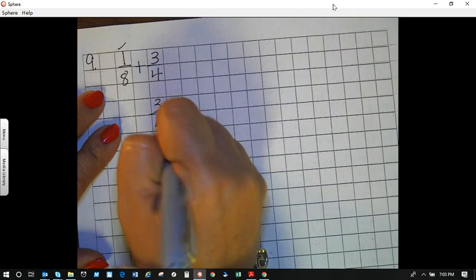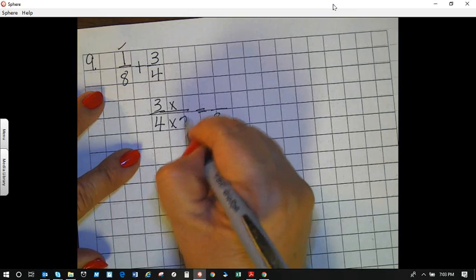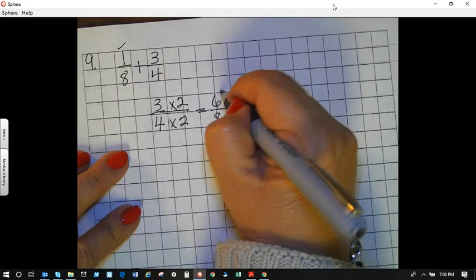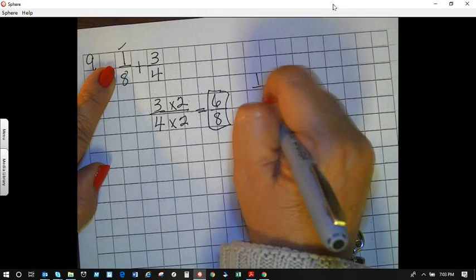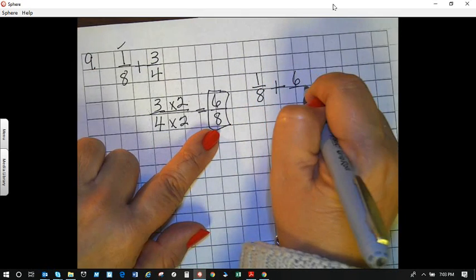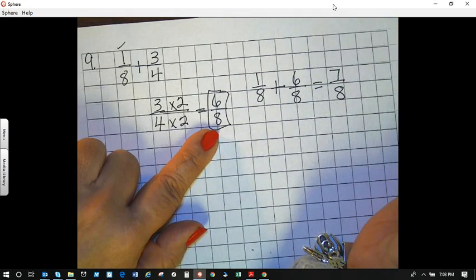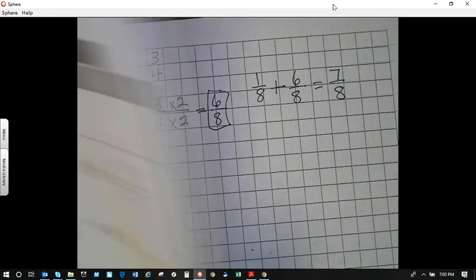I'm going to change my 3/4. I'm going to put my multiplication sign, draw my fraction bar, and I'm going to put an 8 here. And now I know 4 times 2 equals 8. 3 times 2 equals 6. I have my new fraction. So my 1/8 plus my 3/4 was changed to a 6/8 equals 7/8. And so number 9 is 7/8.